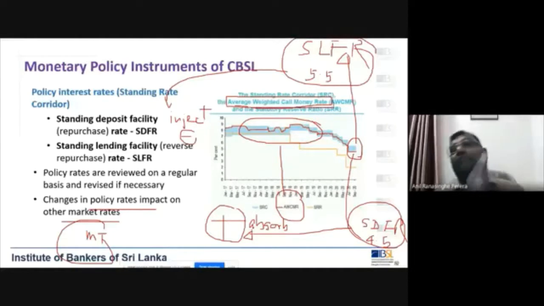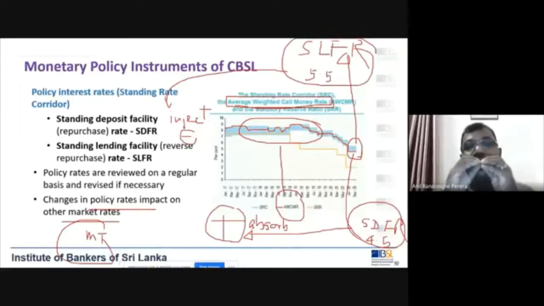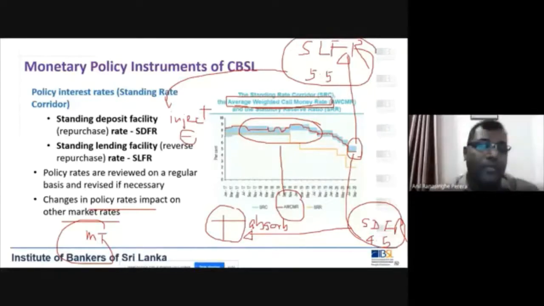So when the central bank changes its policy rates, monetary policies change, it is immediately reflected in the average weighted call money rate. When we discuss the markets, I'll explain more, but very simply, that is the average interest rate for all the banks who are in the call money market. Call money market means on a daily basis, there is a market between the bankers to borrow and lend money. So in that market, if you take an average rate, you call it average weighted call money rate.